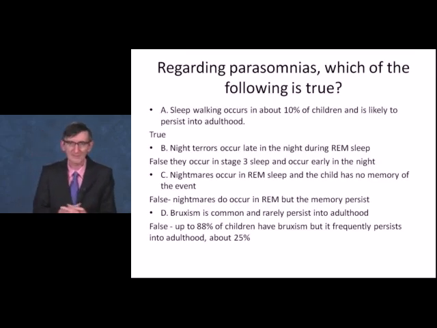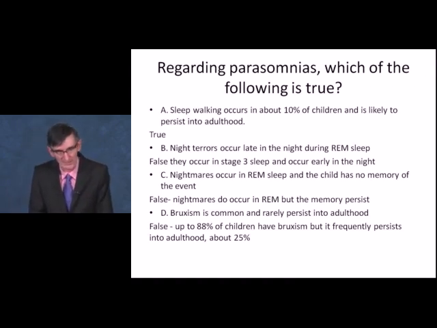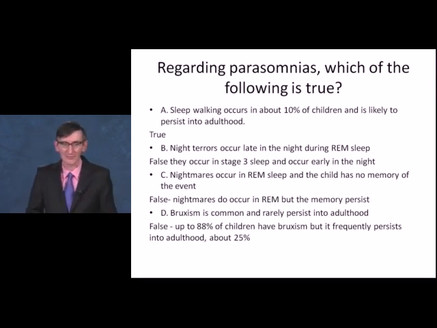So just to see, can we remember, and I wanted to focus on the parasomnias. Which of the following is true? And I give the answer straight up. Sleepwalking occurs in about 10% of children and is likely to persist into adulthood. That is true. Night terrors occur late in night during REM sleep. That's false.